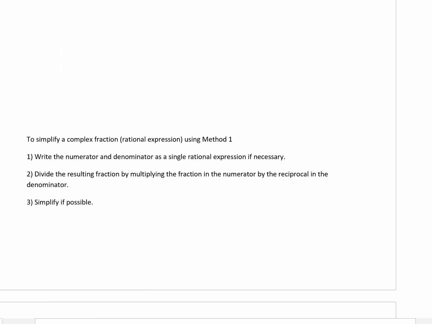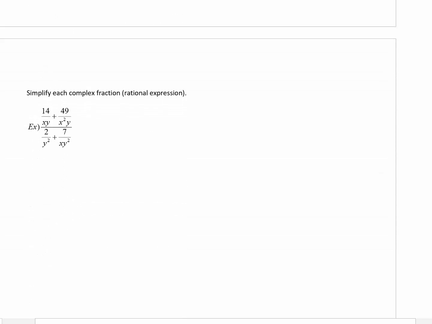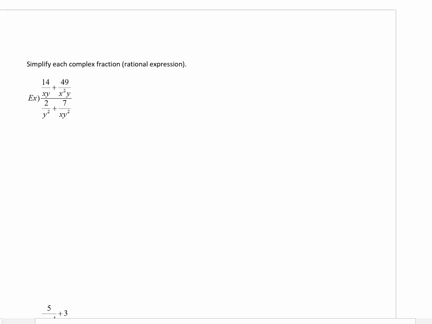All right. So this gives us at least an idea on how to simplify a complex fraction. Write the numerator and denominator as a single rational expression if necessary. Divide the resulting fraction by multiplying the fraction in the numerator by the reciprocal in the denominator, and then simplify if possible. All right, so let's simplify each complex fraction.